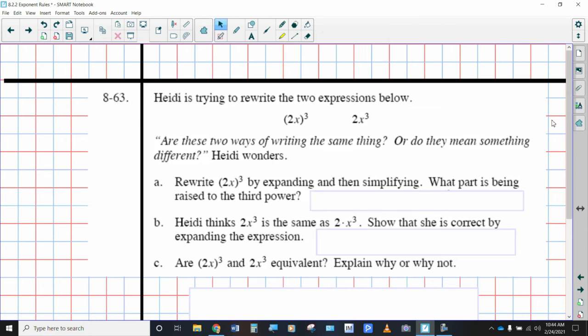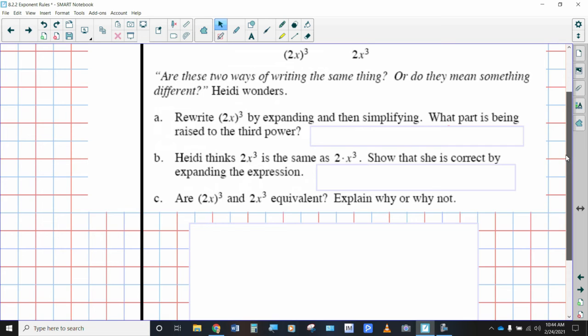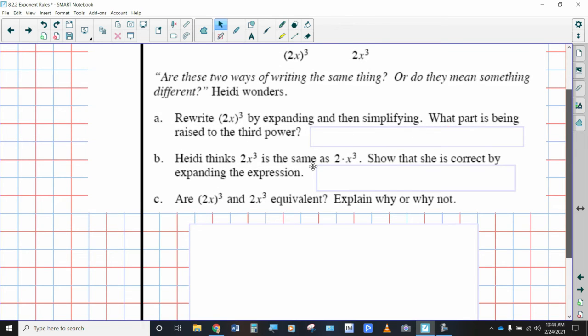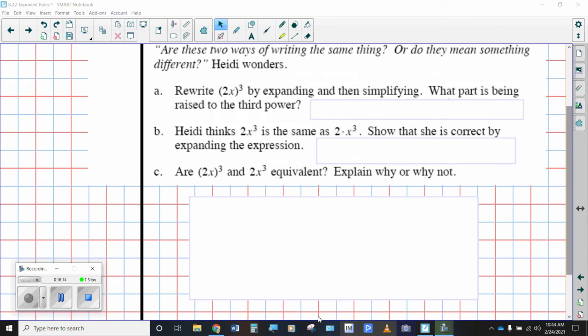Okay, so go ahead and take a look at these 3 questions, A, B, and C, and I want you to respond to each one of them. A says, rewrite 2x to the third by expanding and then simplifying. What part is being raised to the third power? For B, Heidi thinks 2x to the third is the same as 2 times x to the third. Show that she is correct by expanding it out. And then the third, are they equivalent? Explain why or why not. Okay, take your time with that. Formulate your answers and then unpause when you're ready for the reveal.